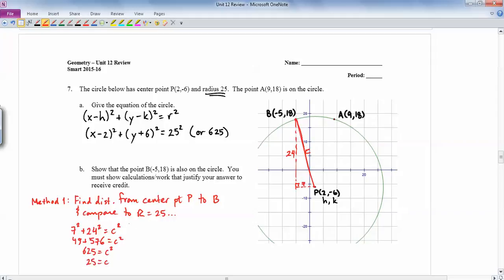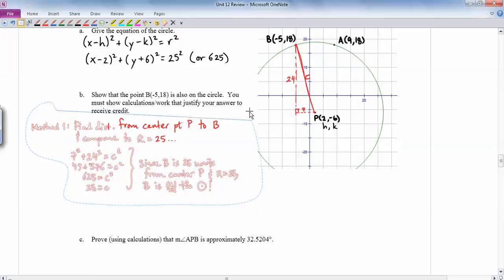So then we can write a little sentence. Since, let's shorten this, since B is 25 units from center point P, and the radius equals 25, B is on the circle. So that's one way to do it.